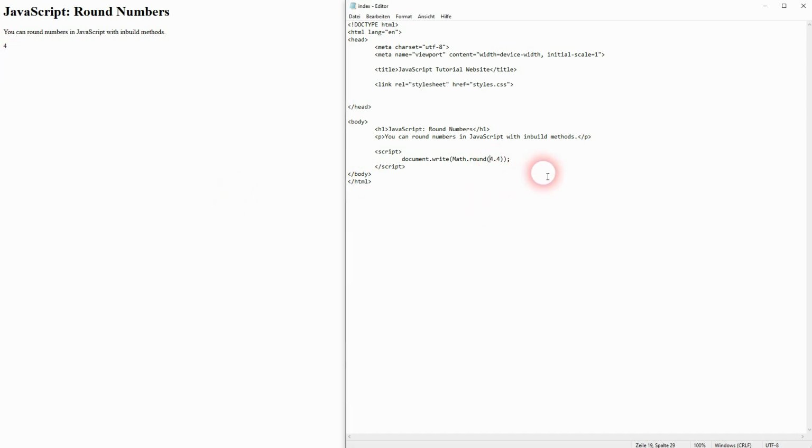This also goes for negative numbers. Minus 4.4 is minus 4, minus 4.6 is minus 5. Let's go to 4.6 again, which gives us a 5 with Math.round.